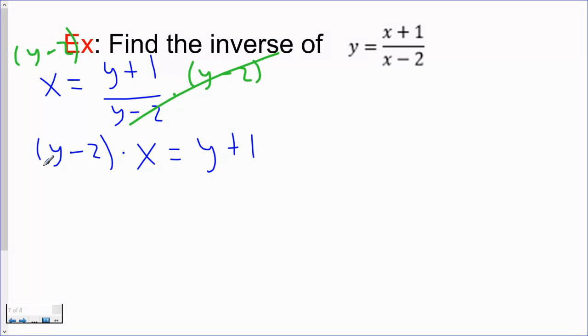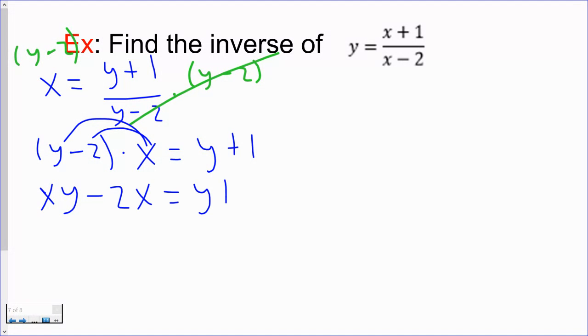Notice the last example, there was only one y. This time I have 2. So this is a completely different strategy. It's a little confusing. So what I have to do is I'm actually going to get rid of these parentheses. I'm going to distribute this x to here and here. Well, x times y is an xy, and x times a negative 2 is a negative 2x.